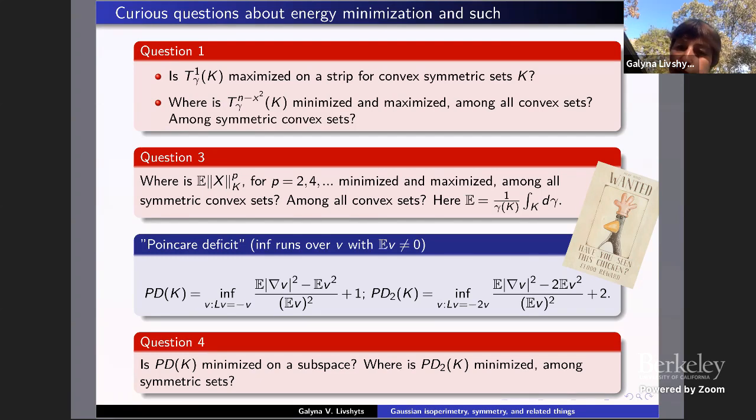Interestingly, for the usual Poincaré deficit, without the 2 here, if you put v to be linear functions, very interesting things happen. So I have a feeling that this is the right thing to do, but I have no idea how to do anything with it at all. But still, okay. Any questions so far?